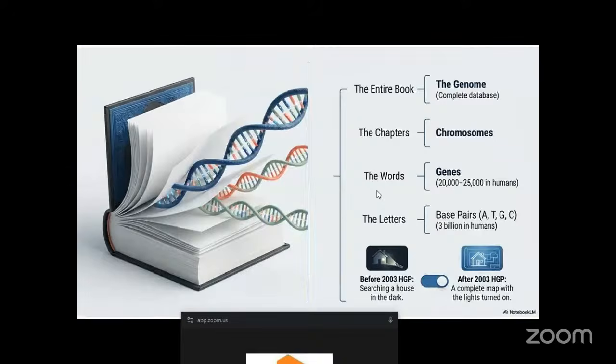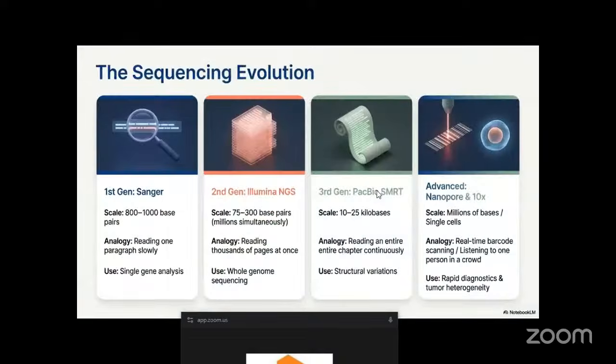So coming to genetics, which is our main core topic: the genome is nothing but an entire book, chromosomes are the chapters, and codes are like the genes. It all started with the sequencing evolution. Initially, first generation sequencing happened with the famous scientist Sanger. He sequenced 800 to 1000 base pairs, which helped only with single gene analysis.